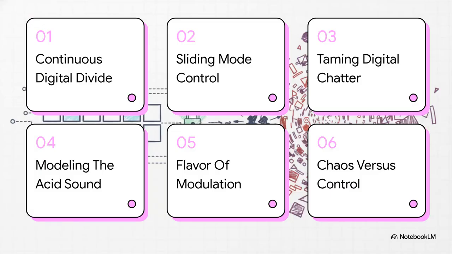Here is what we're looking at today. We've got 1, the continuous digital divide, 2, sliding mode control explained, and 3, taming the digital chatter. Then we're pivoting to 4, modeling the acid sound, 5, the flavor of modulation, and wrapping up with 6, chaos versus control. We are starting in the dense mathematical weeds of industrial control algorithms, and somehow, by the end of this, we're going to end up on the dance floor with the chaotic sounds of acid house synthesizers. The connection is absolutely going to blow your mind.